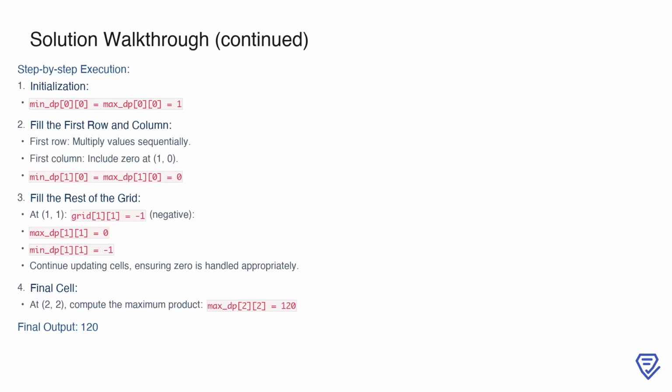The minimum product, however, is calculated as -1. Continuing this process for all cells, we eventually calculate the maximum product at the bottom right corner, (2, 2), as 120, and this becomes the final output.